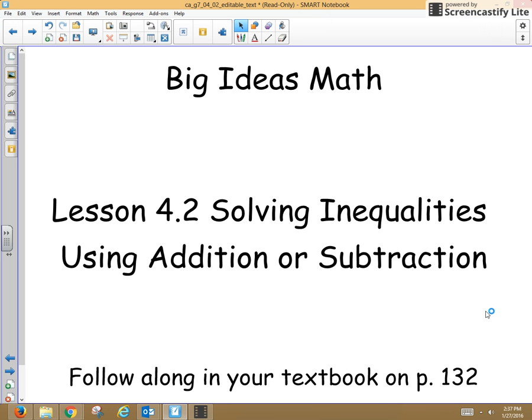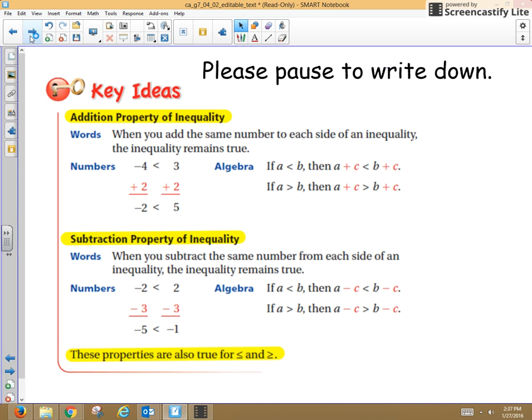Hello students, today we are covering lesson 4.2 on solving inequalities using addition or subtraction. Follow along with me in your textbook beginning on page 132. I would like you to pause to write this down. While you're writing it down, I will review it with you.